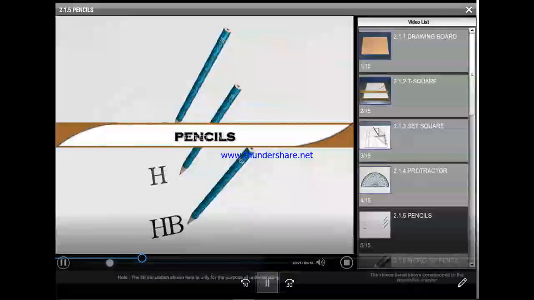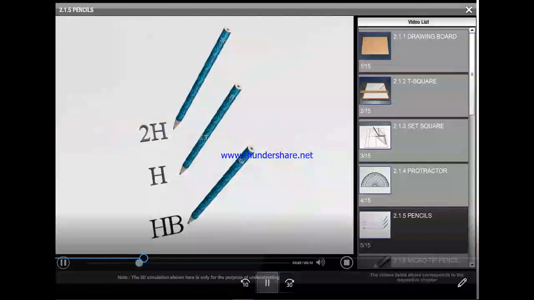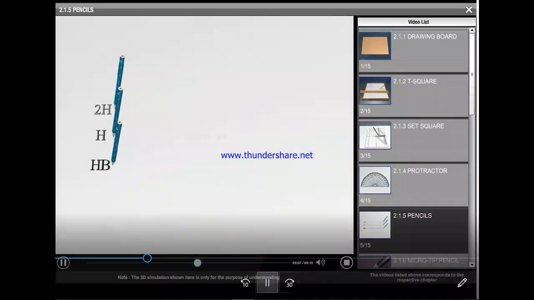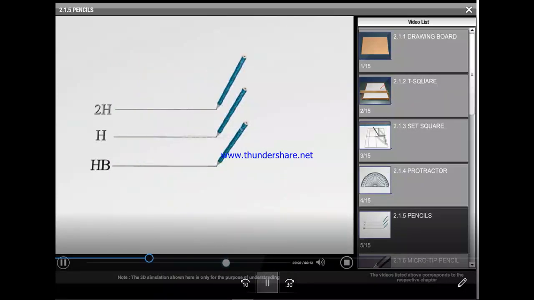Pencils. 3 different grades of pencils are used in engineering drawing, namely 2H, H and HB pencil.